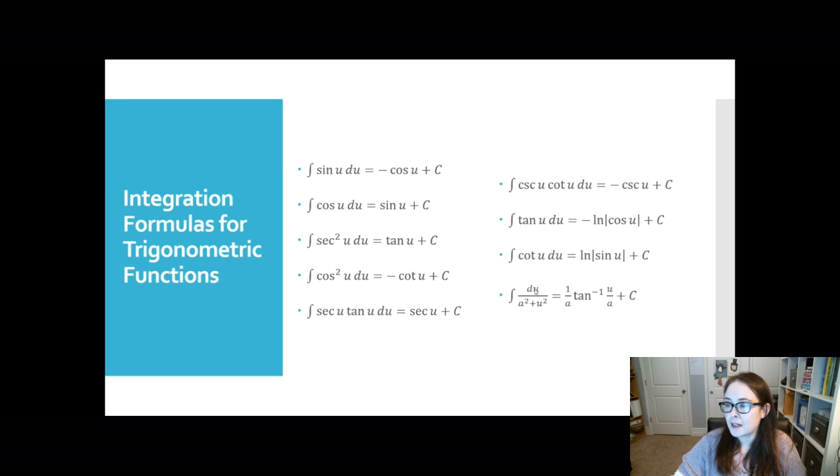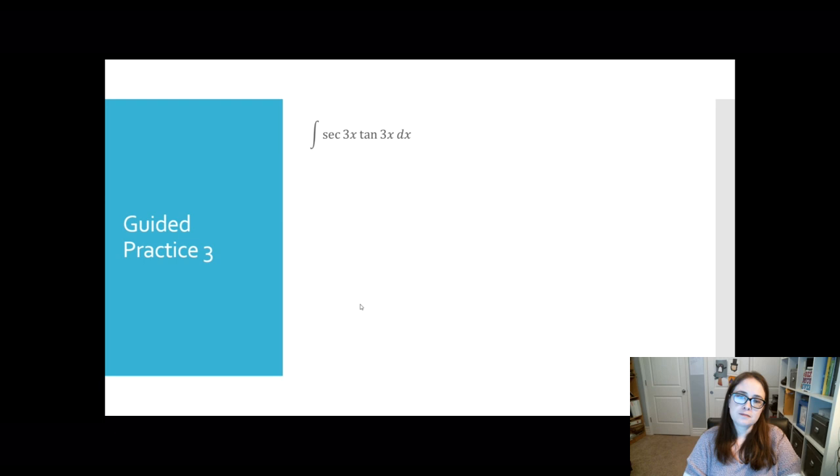When I have 1 over something squared, a constant squared plus an x squared or a u squared here, then I get this tangent inverse function. And so this one tends to pop up a lot in this class. So it's just a nice one to have memorized over the course of the semester. So we'll just do one more example with this, with some trig functions.